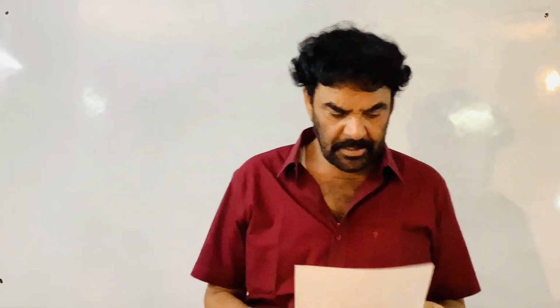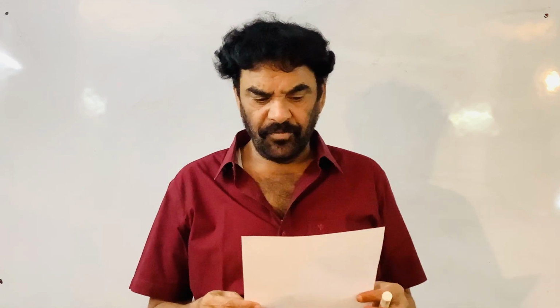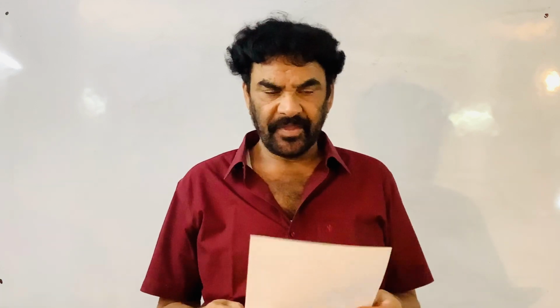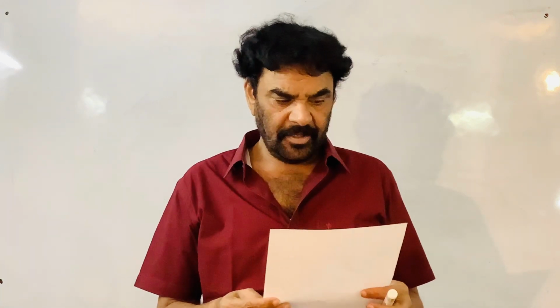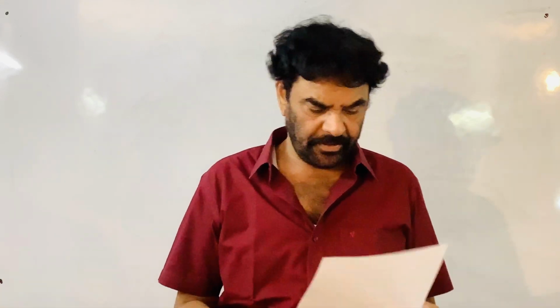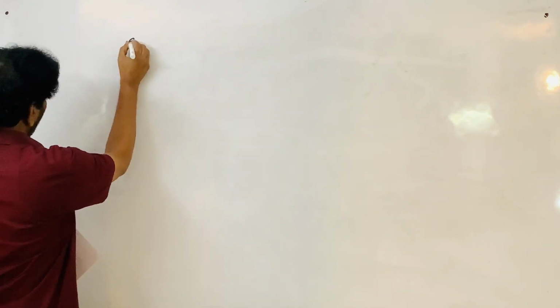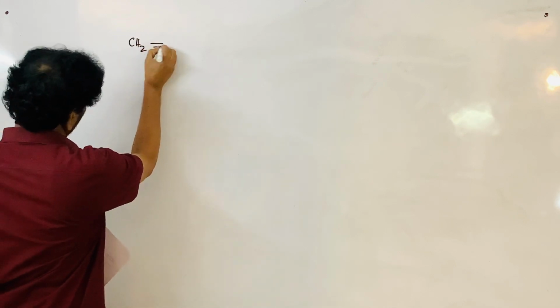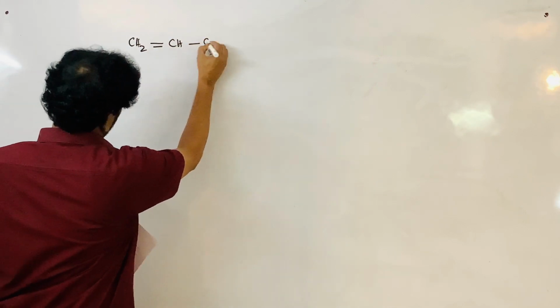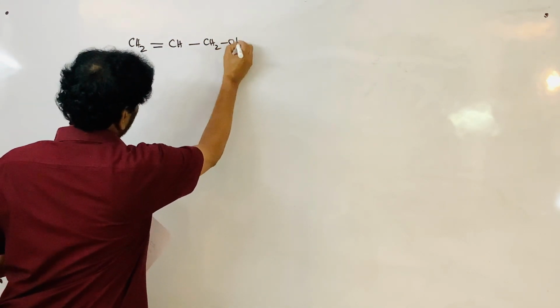So, dear students, I am here to discuss the conversion 4. There are 10 conversions, and I will give the route for each and every conversion. The first conversion is allyl alcohol: double bond CH, CH2, OH.